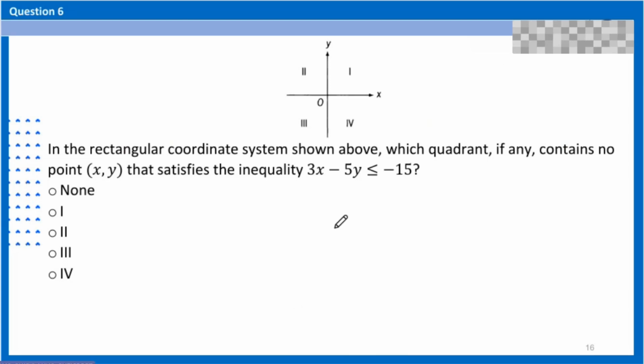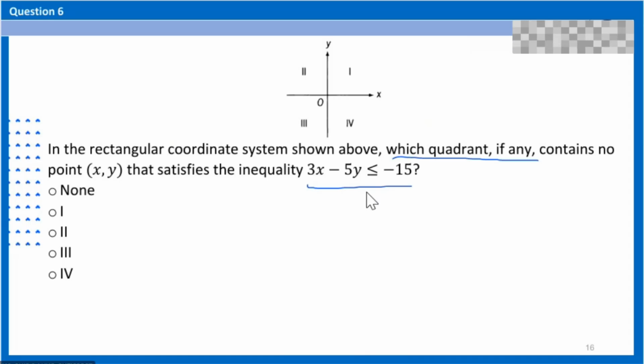Okay, the question shows a rectangular coordinate system, and the question goes, which quadrant, if any, contains no point that satisfies the inequality you see here? All right, so that calls for the theory we saw a moment ago, right? How to interpret linear inequalities with two variables.